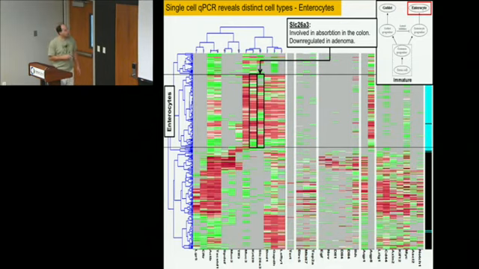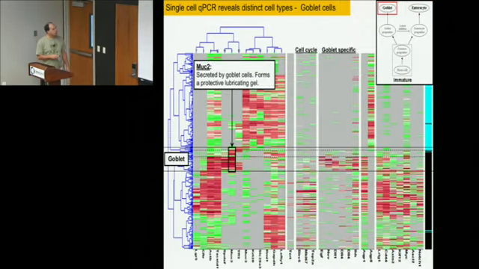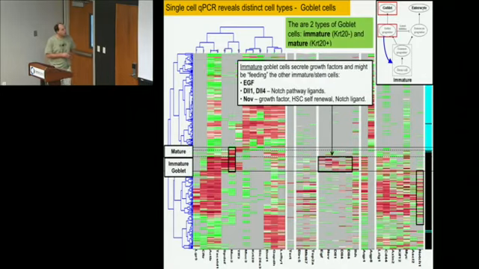Likewise, we call these goblets right here because they're the ones that are expressing mucin. This is the gene that makes mucus, the lubricating gel. That's only expressed in this group. These must be the differentiated goblets. Right? Pretty straightforward.